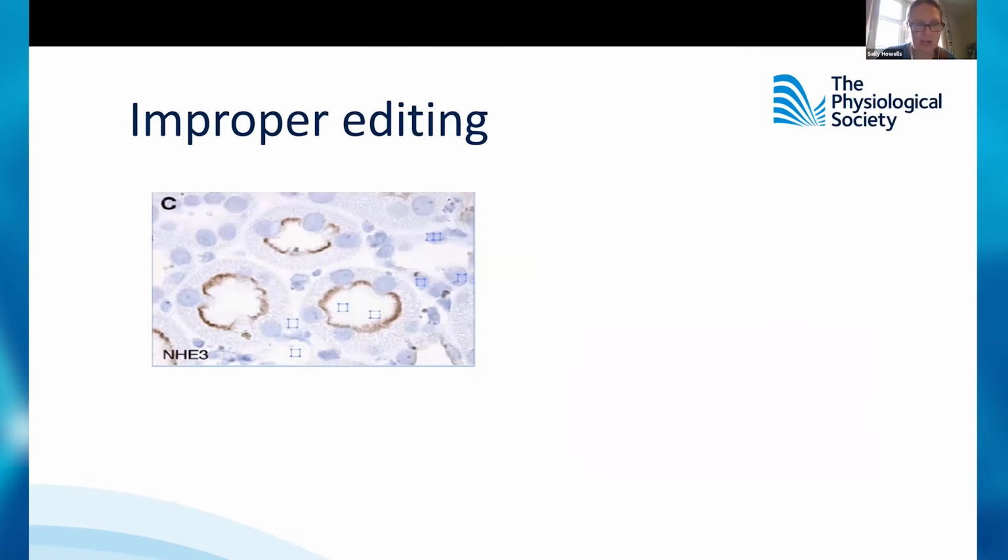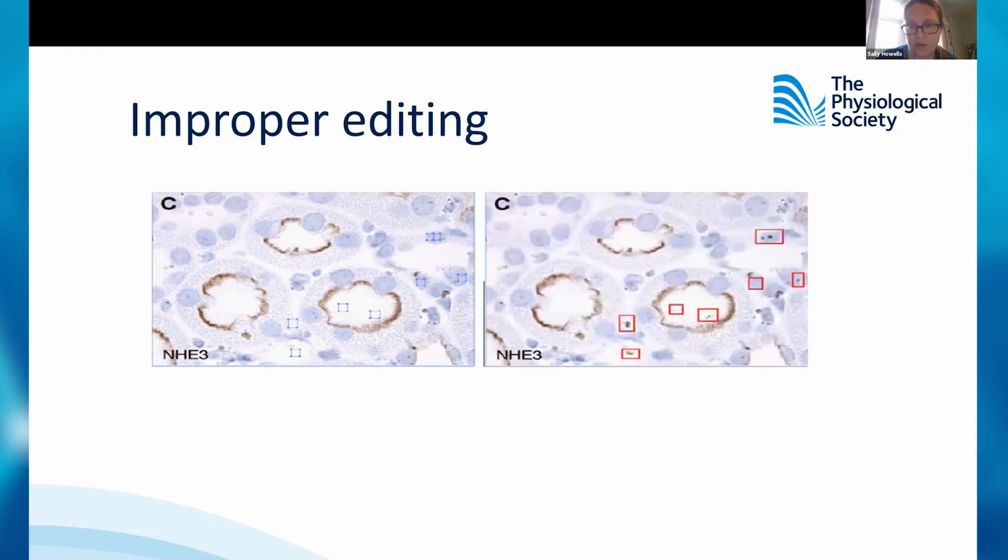You might also want to make your images look more beautiful. So again, this was from an APS journal. You can see that when the illustrator was looking at the manuscript, she saw these sort of squares and wondered what they were. And then it transpired that the authors just cropped out some fragments on the slide that they didn't like. Well, it's not changing the meaning of anything, sure, but why are you doing this? They should be as original.